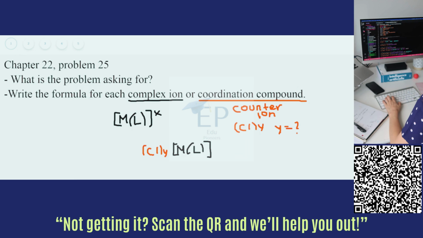So if we have a complex ion, we will have a central metal bounded to ligands and a certain total charge. If we have a coordination compound, other than the metal and the ligand, we will have a counter ion that will balance the charge of the complex ion. So we will define the number of the counter ions based on this charge.